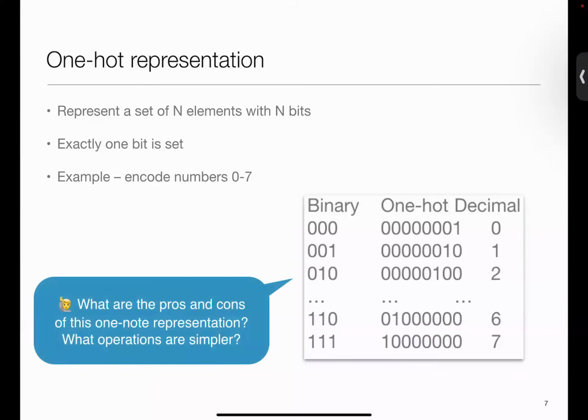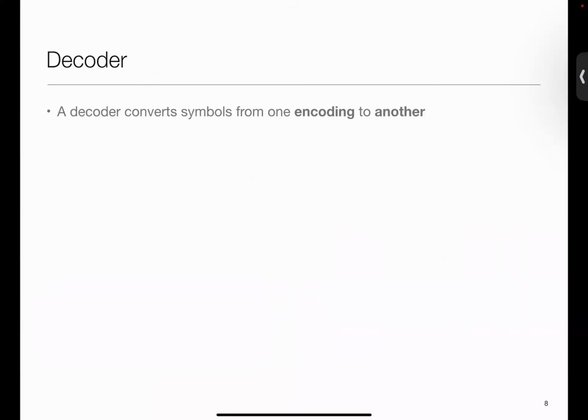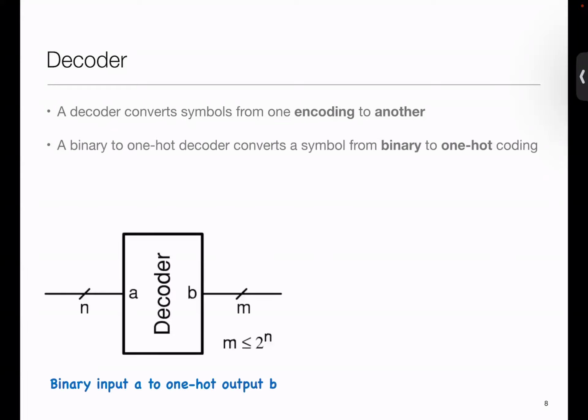What a decoder does is it converts symbols from one encoding to another. So same set of values, they have 2 different encodings, and a decoder goes from usually a more compact encoding to a more sparse encoding. And in particular, the one which we are interested in takes a binary representation, the things which are in the form of a base 2 number, and outputs a one-hot representation.